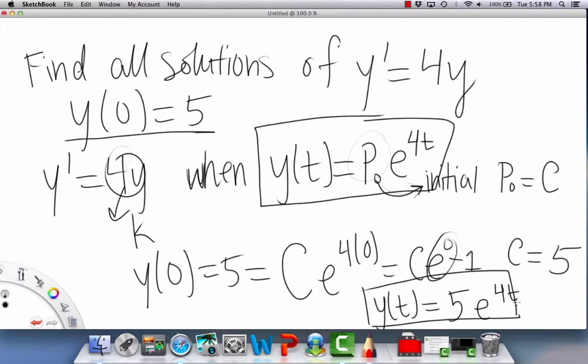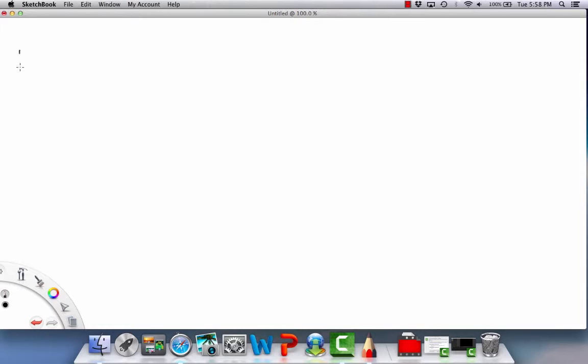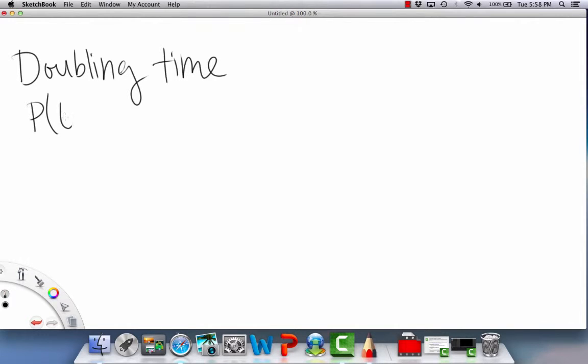Okay, on to the next topic. So now we have doubling time. This is basically saying doubling time is your value of t at which the quantity you have is double the initial amount. So this is when we're looking for when p of t, the quantity, is 2 times your initial. When is that? Okay, so let's set it up.